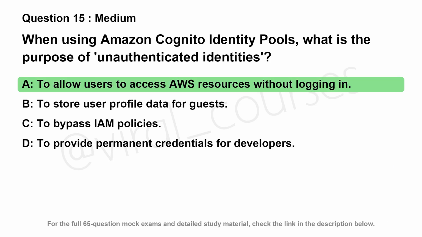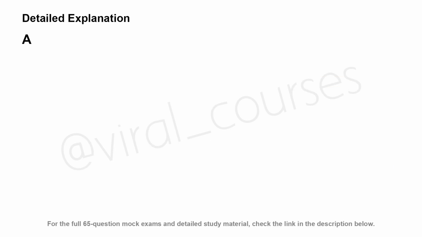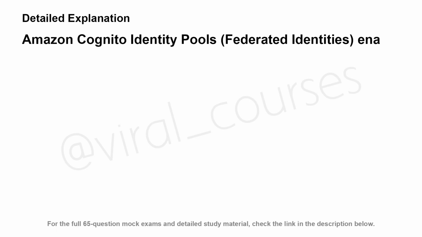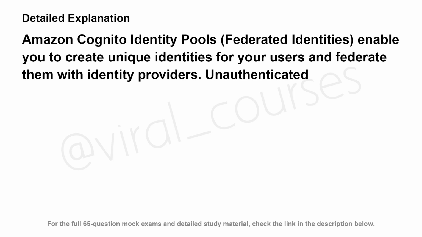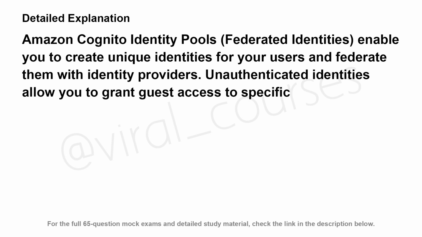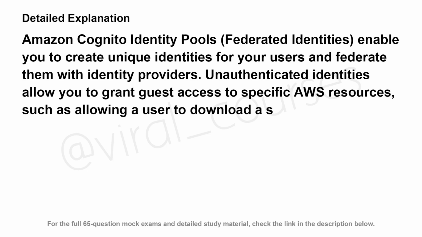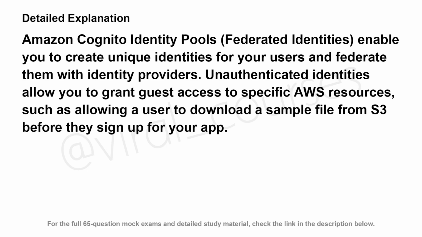The correct answer is A. Amazon Cognito Identity Pools, federated identities, enable you to create unique identities for your users and federate them with identity providers. Unauthenticated identities allow you to grant guest access to specific AWS resources, such as allowing a user to download a sample file from S3 before they sign up for your app.